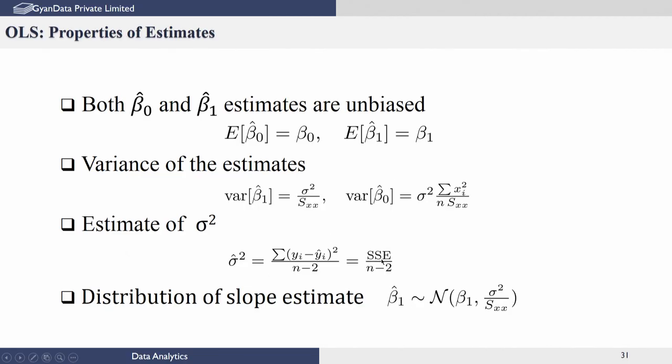If you substitute the sigma hat squared here, you can finally show that this is nothing but, I am sorry, this is unknown sigma squared divided by SXX. Okay. Sigma squared by SXX is the variance of beta 1 hat that we have derived. Now, if you do not know sigma squared, you can replace it with sigma hat squared, SSE by n minus 2.